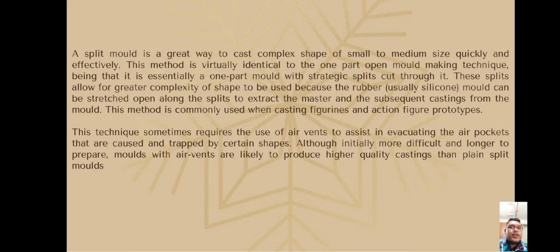And then lastly, split mold is a great way to cast complex shapes of small to medium size quickly and effectively. This method is virtually identical to the one-part open mold making technique, being essentially a one-part mold with strategic splits cut through it. These splits allow for greater complexity of shape because the rubber, which is usually silicone, mold can be stretched open along the splits to extract the master and the subsequent castings from the mold. This method is commonly used when casting figurines and action figure prototypes.